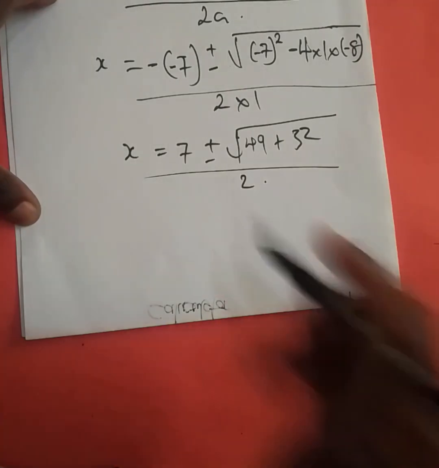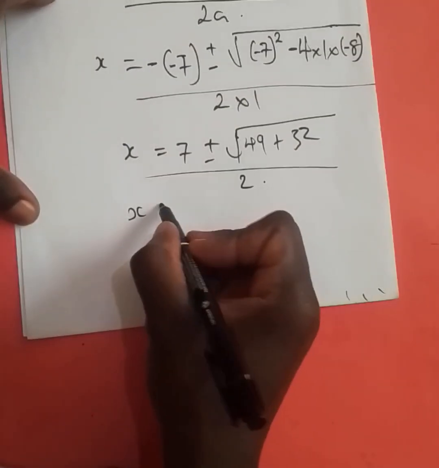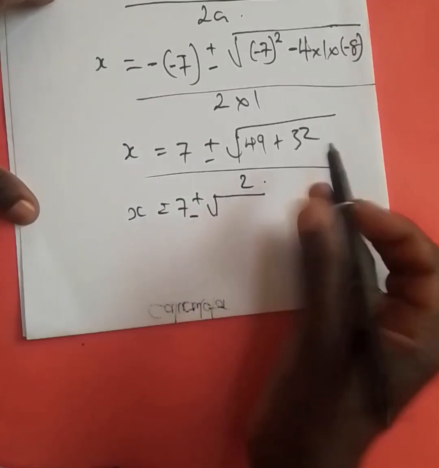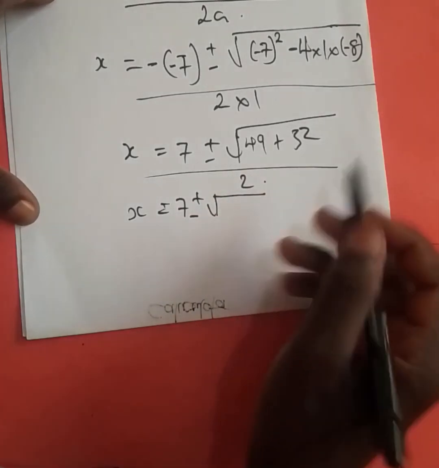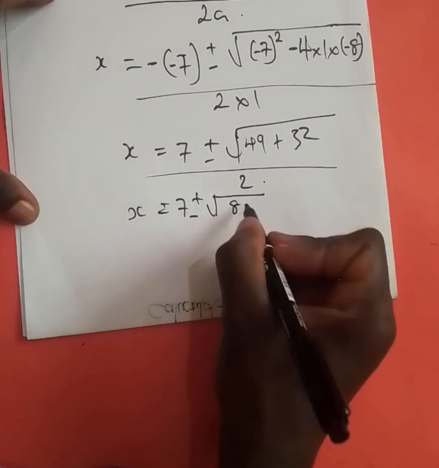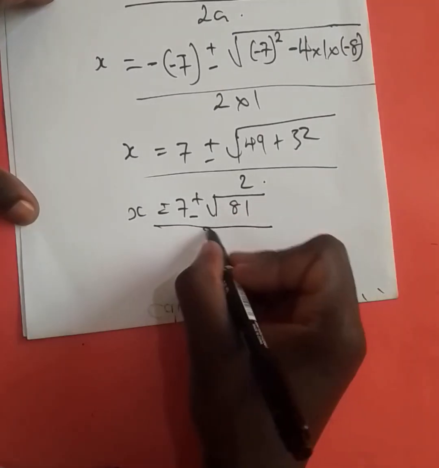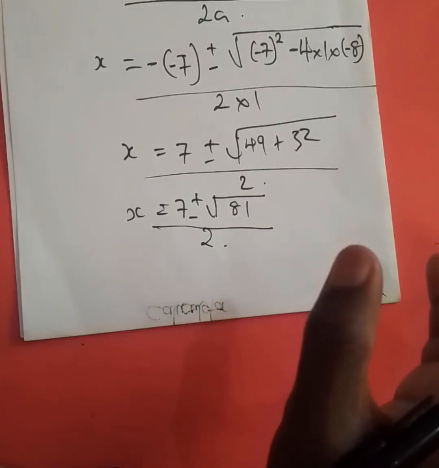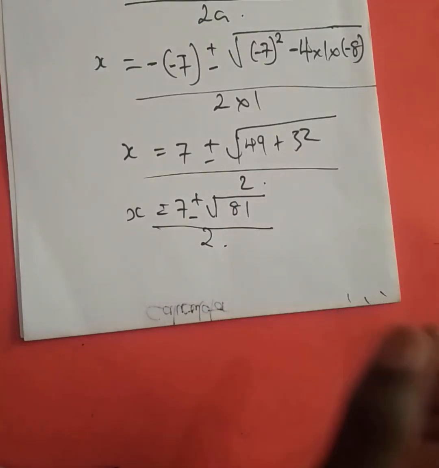For further simplification, we're going to end up with x is equal to 7 plus or minus root of 49 plus 32, which is 81. Root of 81, all over 2. So at this point, we need to apply the calculator. I'm about to tell you what to do and what not to do.